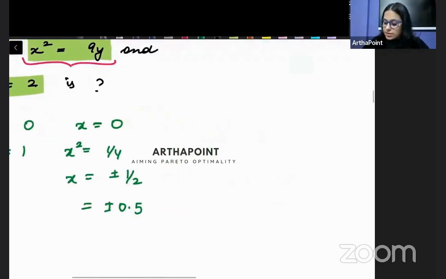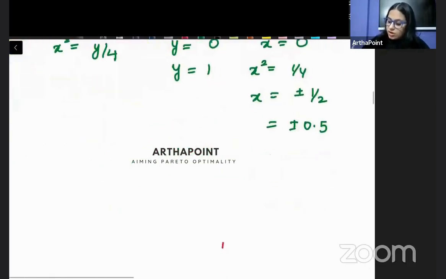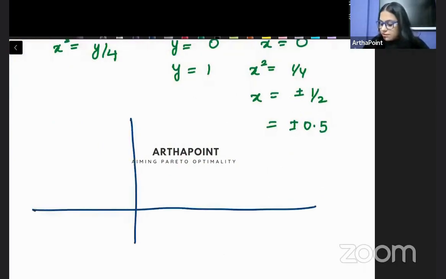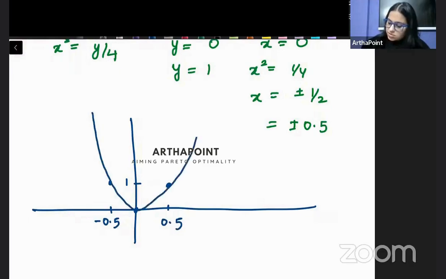So बच्चे, what will be the plotting of this one? इसका plotting हमने कैसे किया? How are we plotting it? We are saying that when my y is 0, x is 0. And when y takes the value 1, x takes the value both minus 0.5 and plus 0.5. So this curve will be formed like this. ऐसा एक कर्व बन गया.